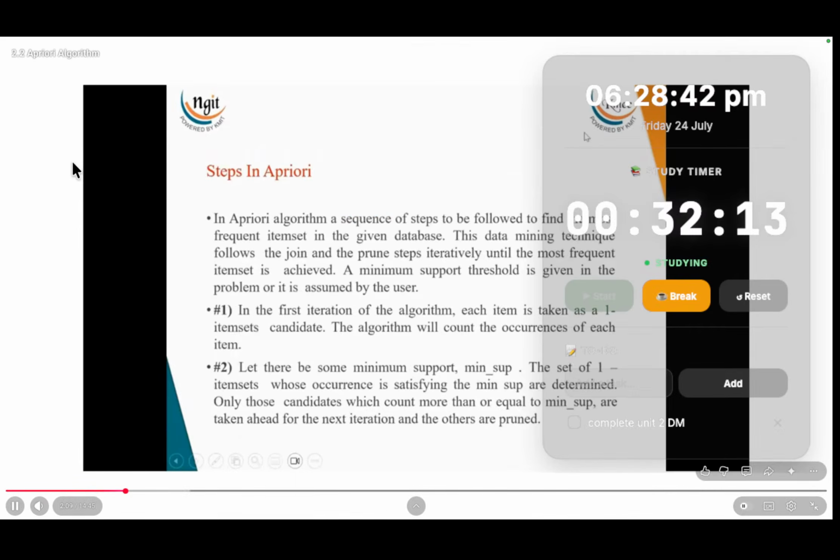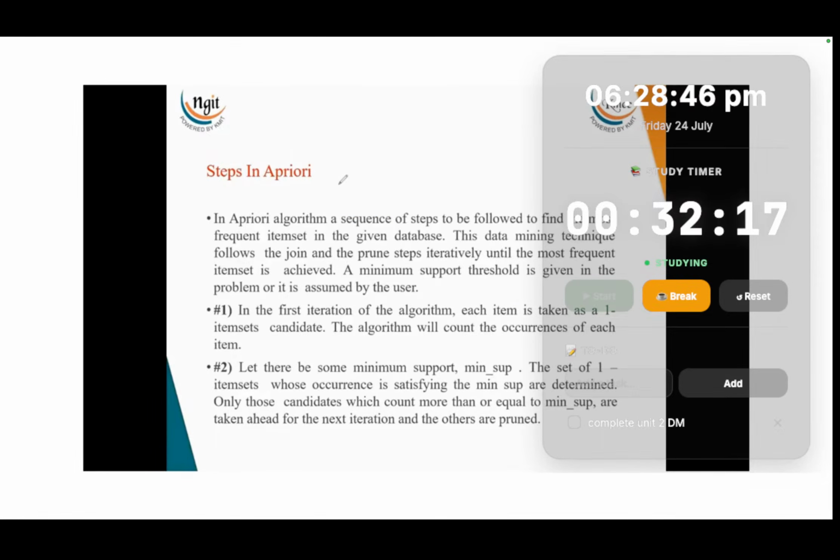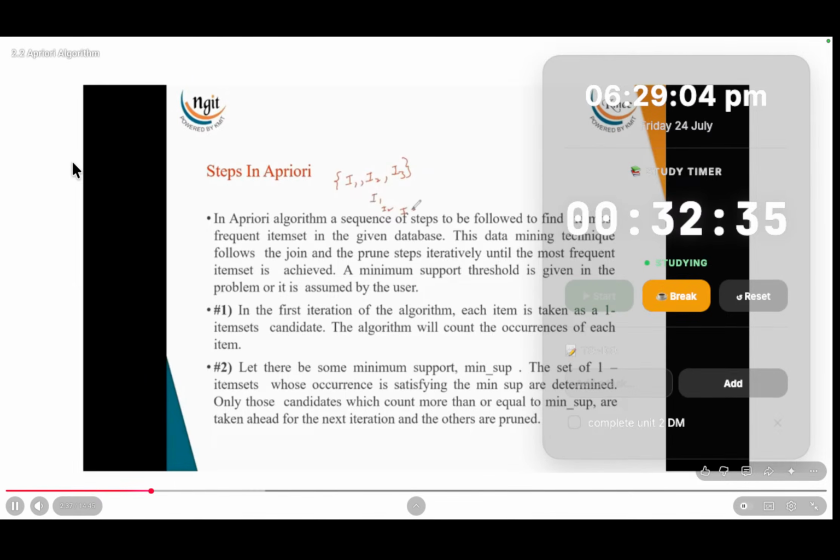Now let us see how we work with the a priori algorithm. Here, in the a priori algorithm, we have a sequence of steps to be followed. First, just consider that we have a transaction list where we have items I1, I2, and I3. Now first we need to find the one item set candidates. So here I1, I2, and I3 are called one item set candidates.